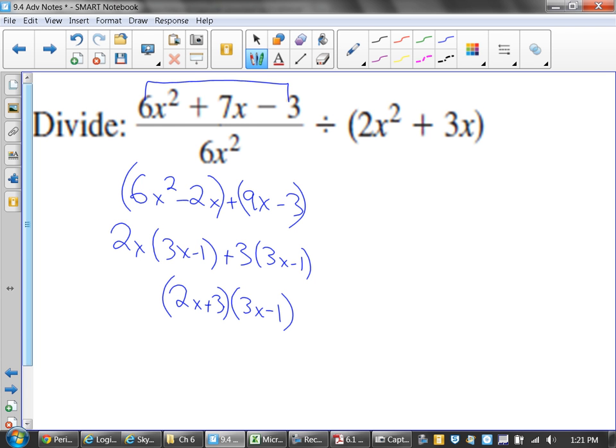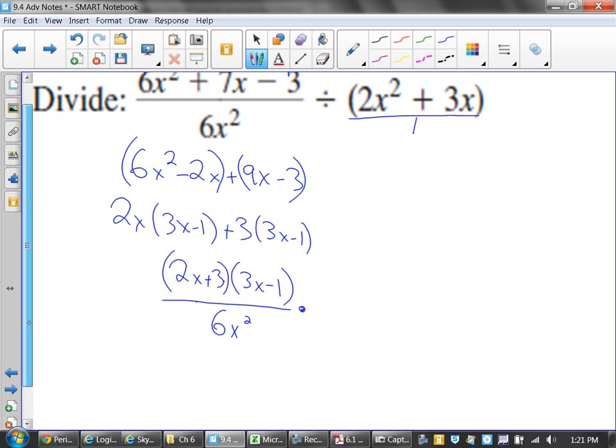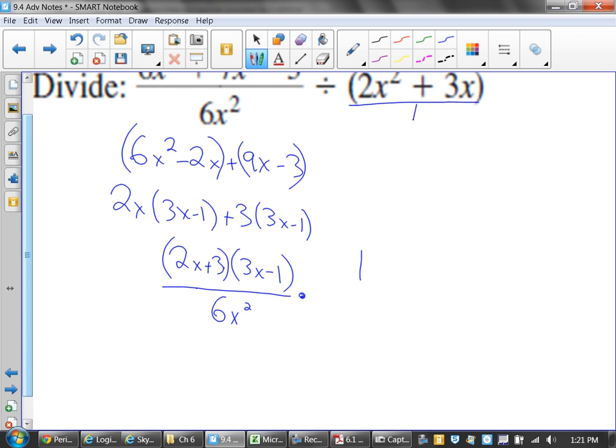Can I factor anything in the denominator of the 6x squared? Nope. This is the same thing as dividing by 2x squared plus 3x over 1. Do you guys agree? What's the reciprocal of that? 1 over that. So when I do the reciprocal here, I get times 1 over. How do I factor the 2x squared and the 3x? What can I get out of there? Take out the x.